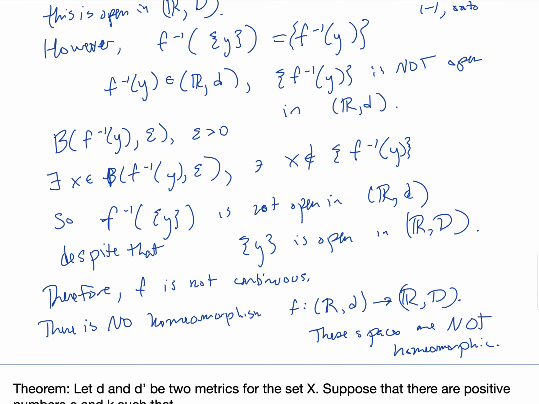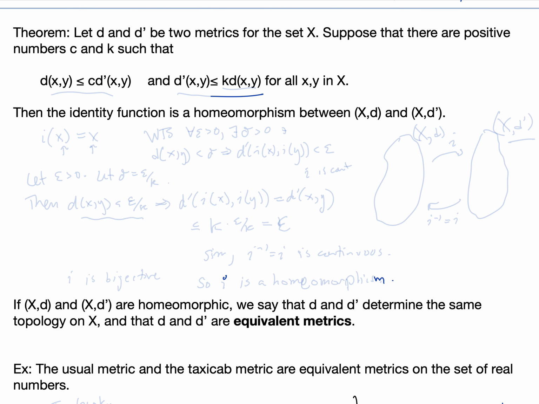Here's a theorem talking about when x with one metric is homeomorphic to x with a different metric. Let d and d prime be two metrics for the set x. Suppose that there are positive numbers c and k such that d(x,y) is less than or equal to c times d prime(x,y), and d prime(x,y) is less than or equal to k times d(x,y) for all x, y in x. Then the identity function is a homeomorphism between (x,d) and (x,d prime).